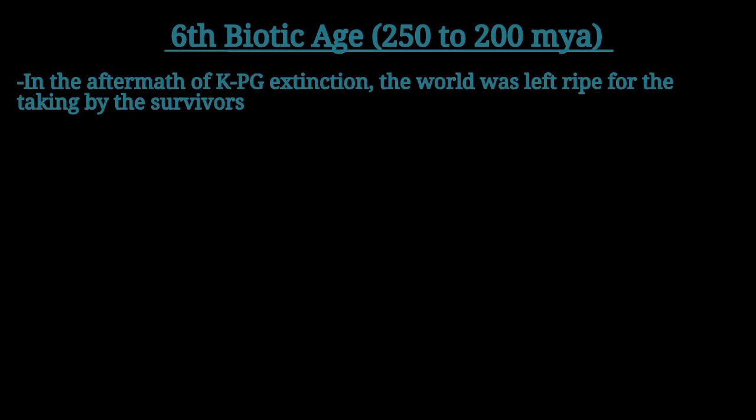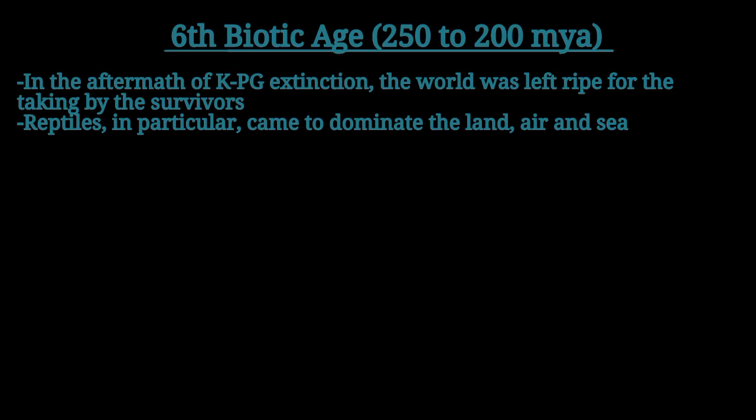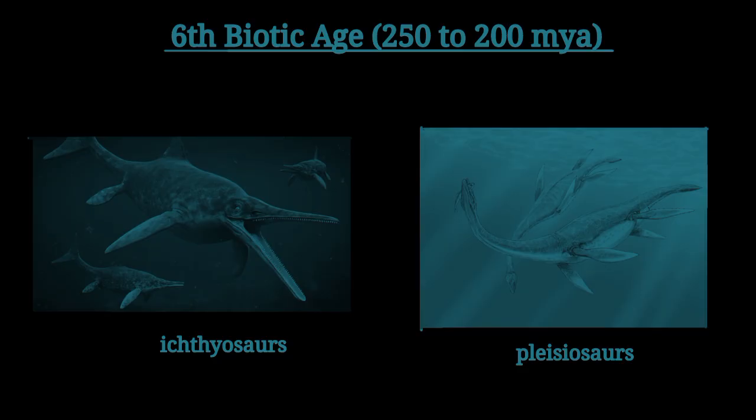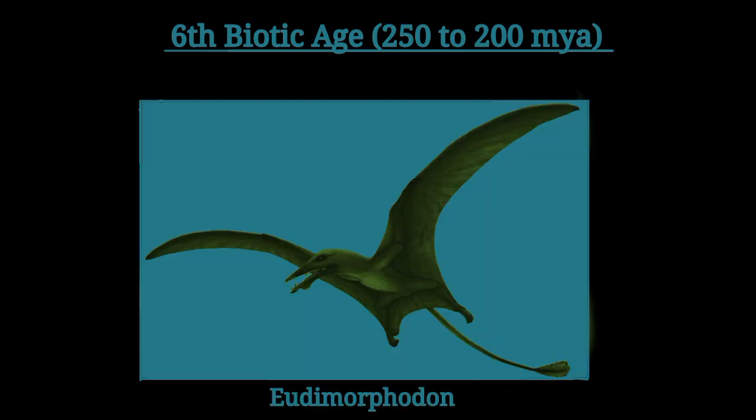Following the last Permian extinctions, the world was left ripe for the taking by its few survivors. Life quickly recovered. The niches left vacant were mostly filled by reptiles. They quickly came to dominate the sea, air, and land. In the seas, the surviving marine reptiles evolved into ichthyosaurs and plesiosaurs. In the air above, pterosaurs evolved, becoming the first ever vertebrates to take flight.